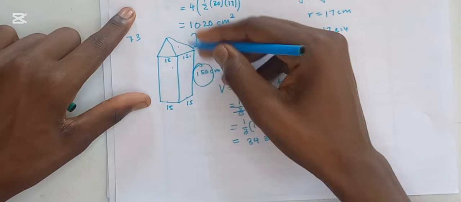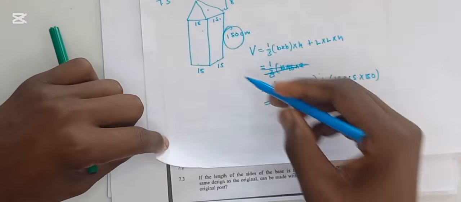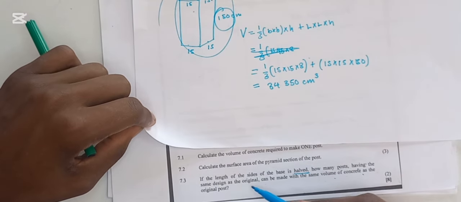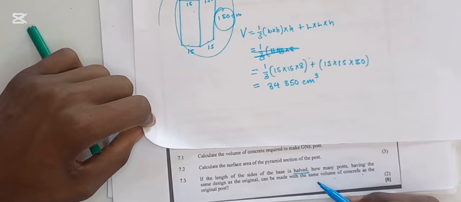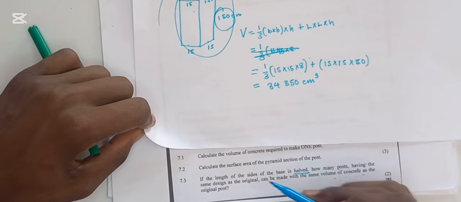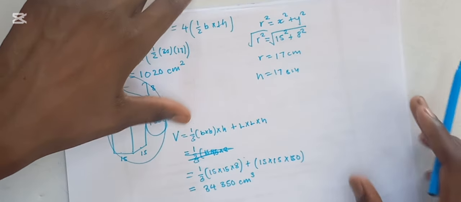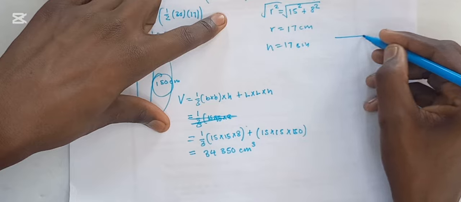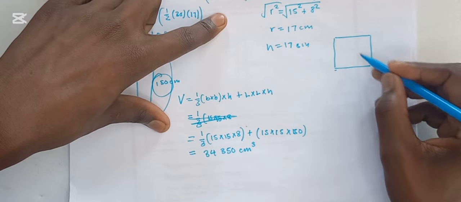So this is the volume of this one post. The question here is, how many of these posts can be made with the same volume of concrete as the original post? In other words, let me first do this question in this way so that you can understand. Let's say we have a square, which is this one. Maybe you will understand this question very easily.